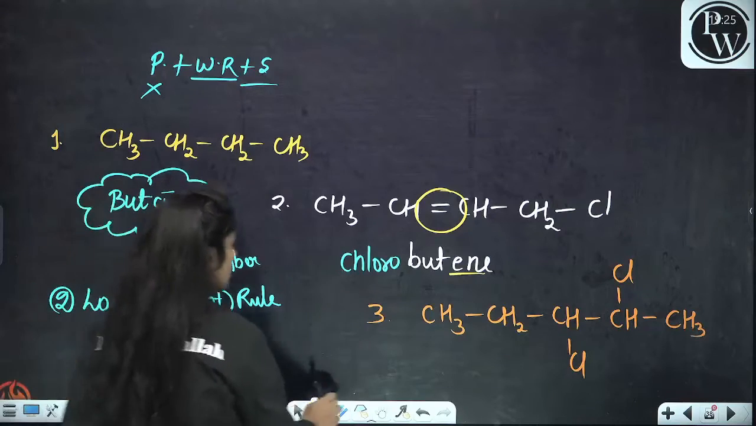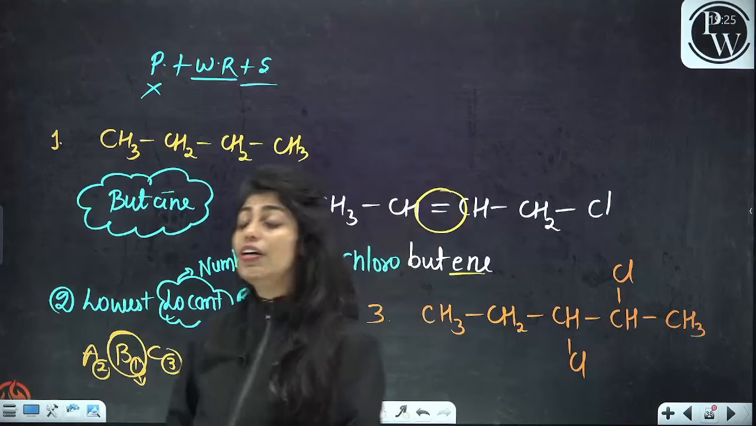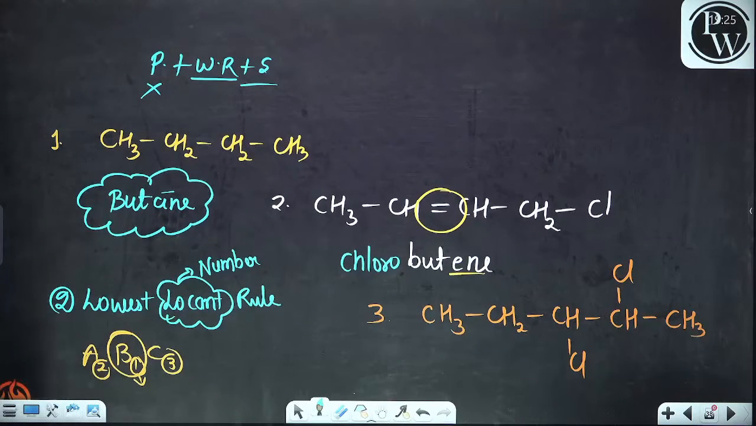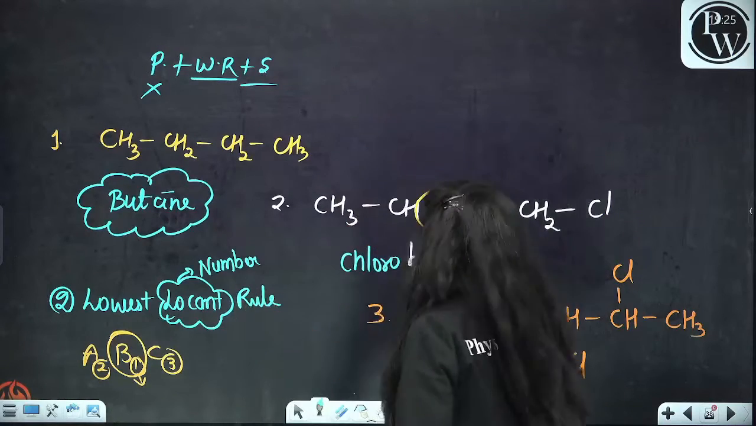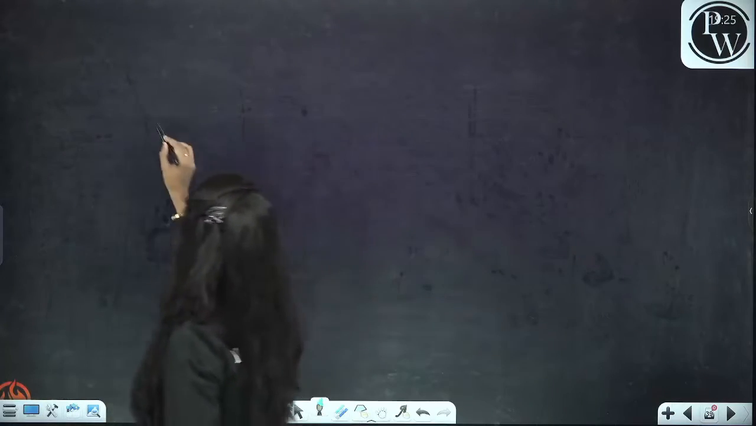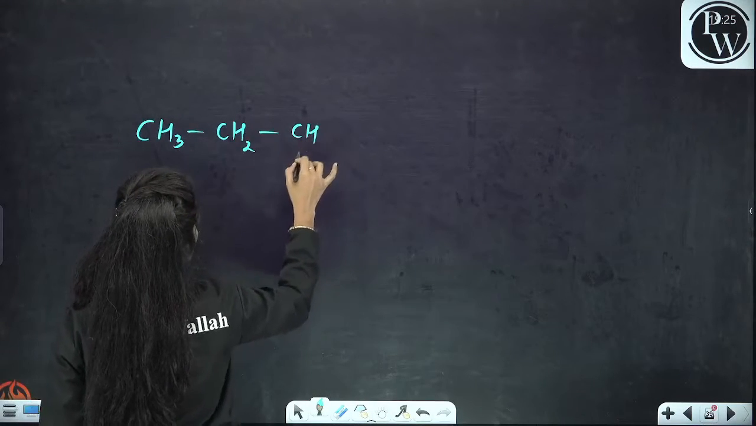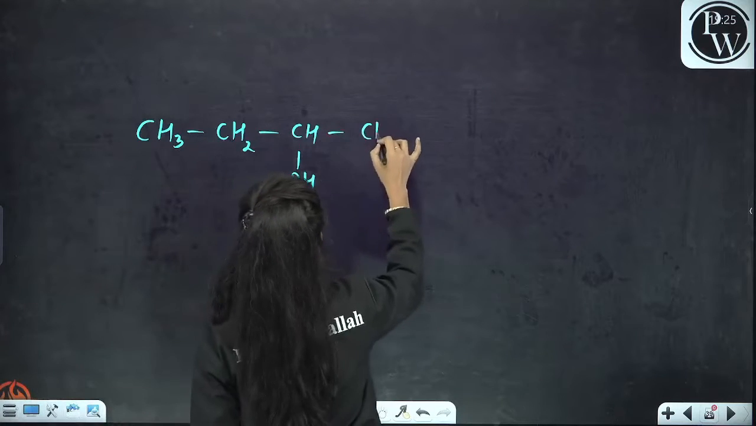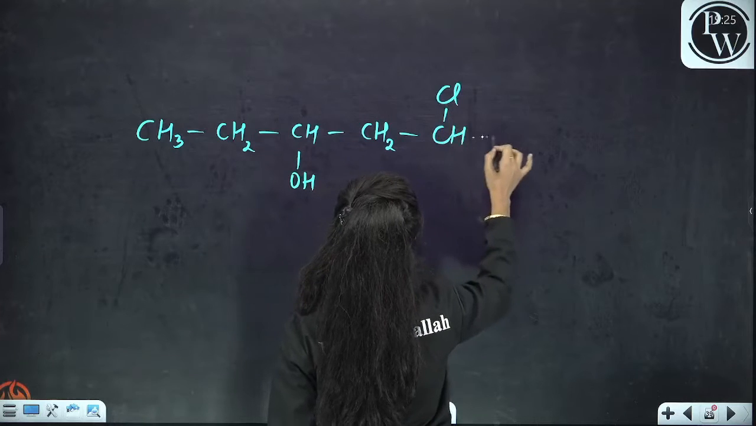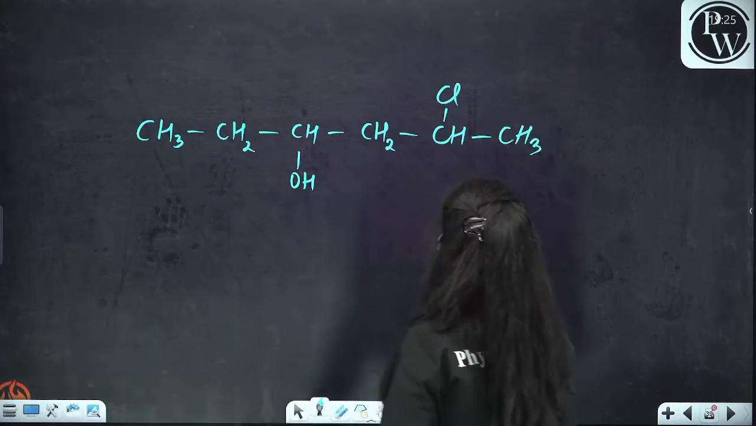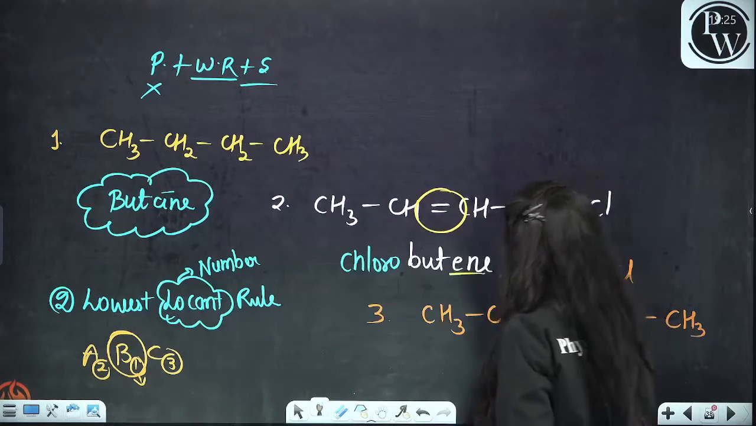So now we have the Cl, Cl, both are coming from the prefix side. What if I'm going to have a question like this? CH3, CH2, CH, OH, CH2, CH, Cl, CH3. Done? Okay. I'll be doing this question. Before that, let's discuss this.